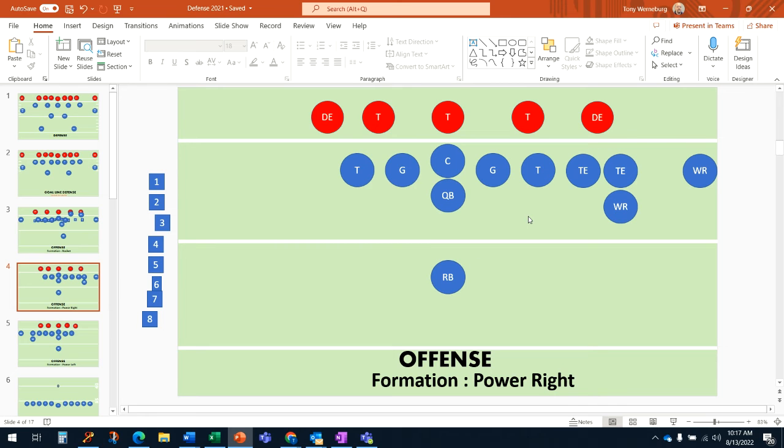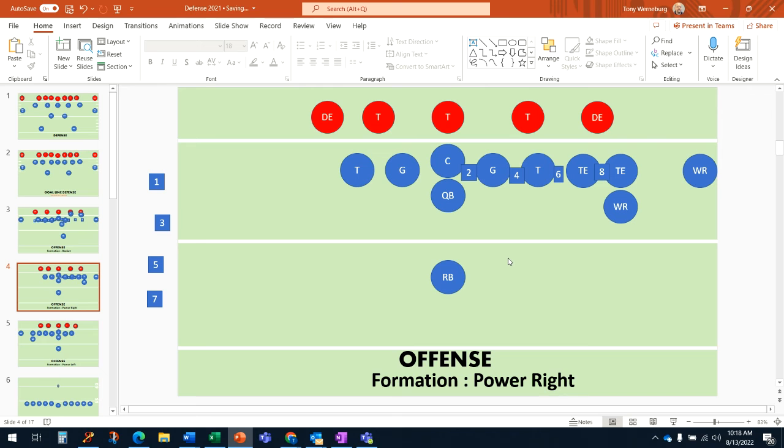Okay? So what would a play look like from this position? Ideally, we would try to run through this hole or this hole in power. These are the two holes that give us an advantage. So that would be 2, 4, 6. Let's go ahead and label them. We're on the right-hand side of the ball, so the first hole is 2, second hole is 4, third hole is 6, and then the 8 hole is outside the first tight end.